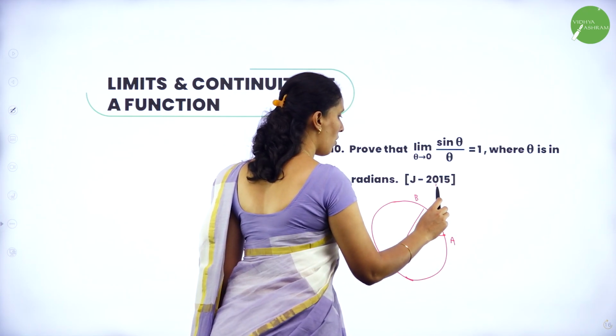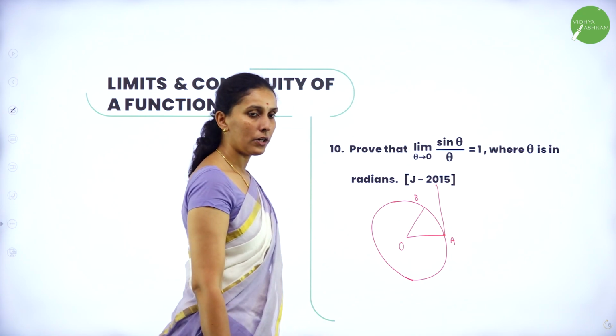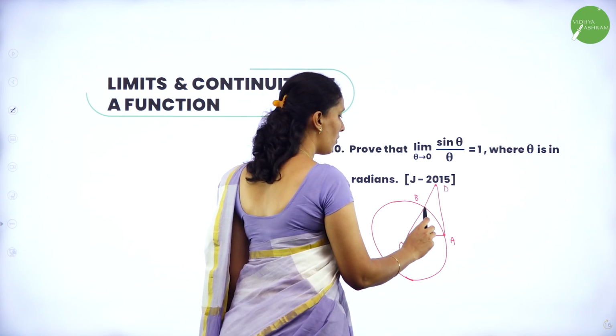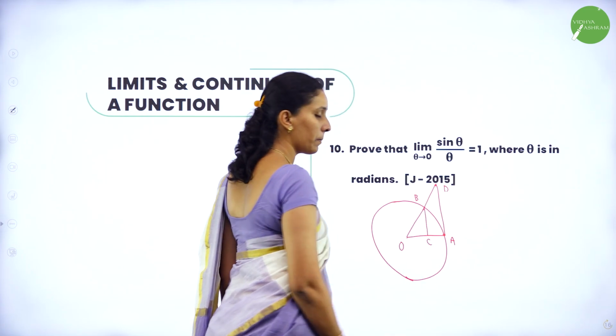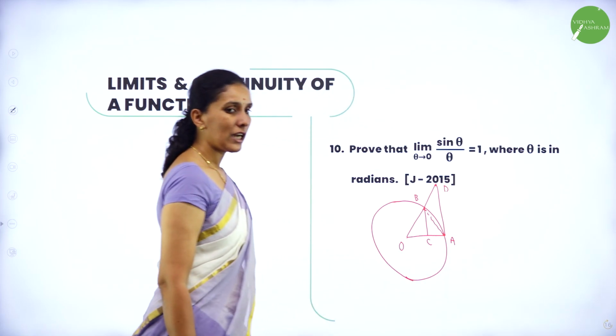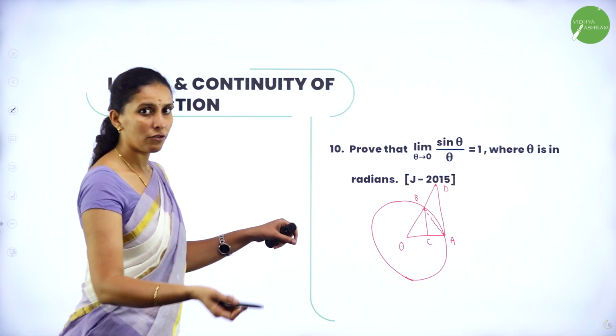AOB. Let us draw here AD perpendicular to OA and extend OB to meet D. Then draw one more line BC perpendicular to OA. So join AB. Whatever construction you have done, you need to write in the form of a description.